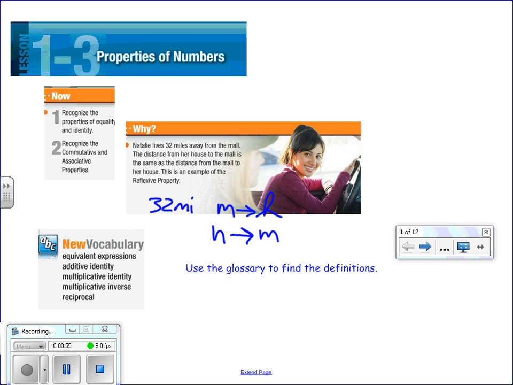Here are your vocabulary words for the day. New vocabulary. We have equivalent expressions, additive identity, multiplicative inverse, and reciprocal. You guys, we've even had some of these on our last test, so you should be very comfortable with either just writing these definitions down in your notes or looking them up in the glossary if you need to do so. And if you'll take a minute, pause this video, do that now, and then start the video back up.